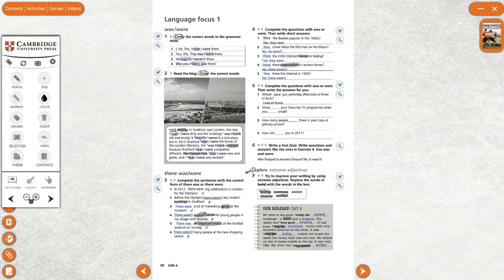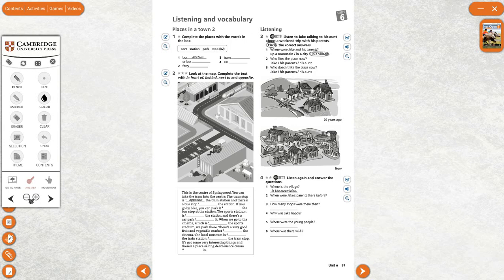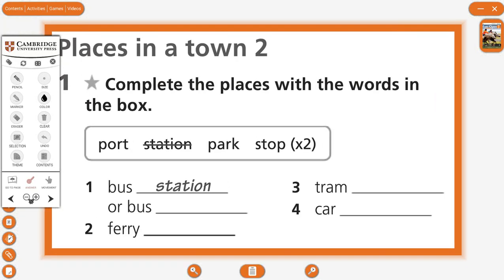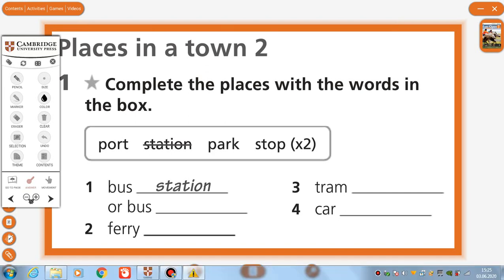Please turn the page 59. Listening and vocabulary. Look at exercise 1. Places in a town 2. You know these places. We have learned these places, and you wrote these places in your notebook. Now look at exercise 1. Complete the places with the words in the box. You will complete the places with the words in the box. For example, number 1 is done.